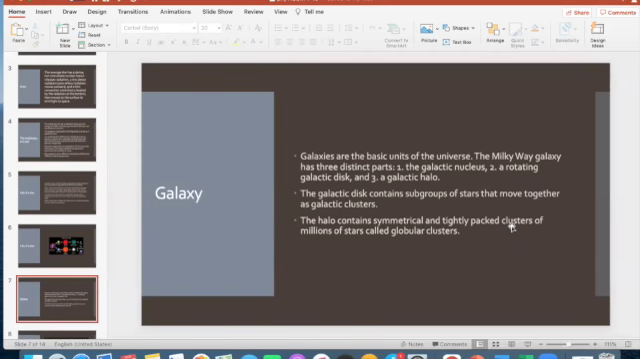So galaxies are the basic units of the universe. The Milky Way galaxy, that's what we're in right now. It has three distinct parts. It has the nucleus, which is the center part. It has the rotating galactic disk, so these are the arms, and then it has the galactic halo, which is kind of the light that surrounds all the stuff in the middle. The galactic disk contains subgroups of stars that move together as clusters. And then the halo contains symmetrical, tightly packed clusters, which include millions of stars, called globular clusters.